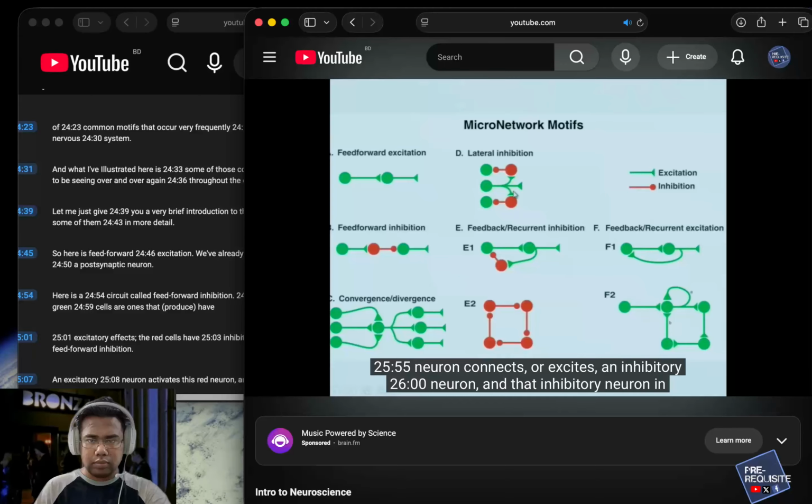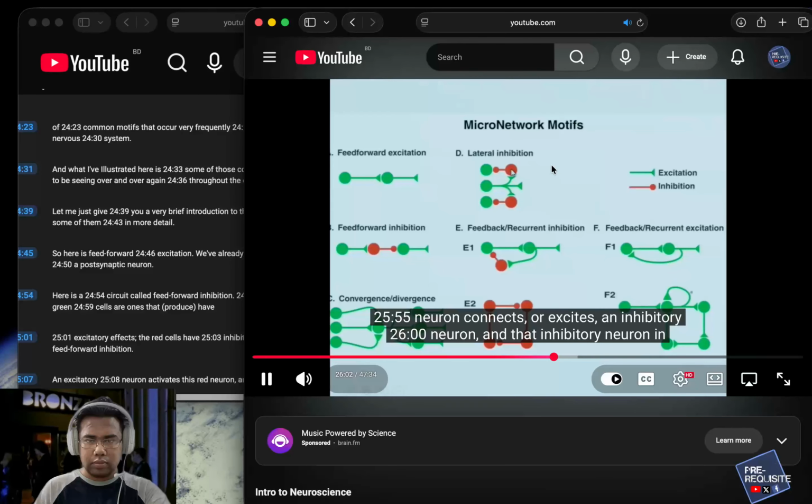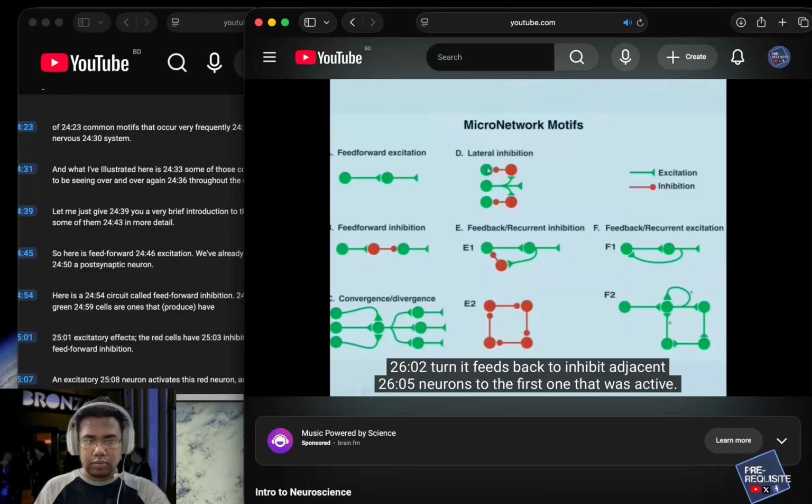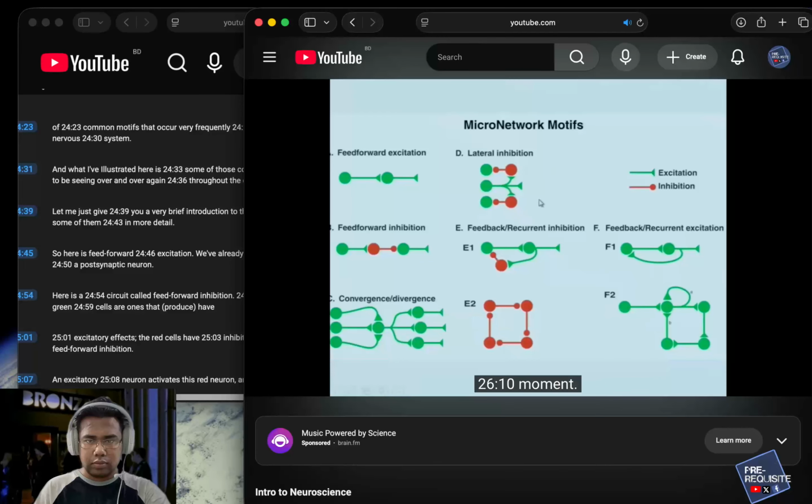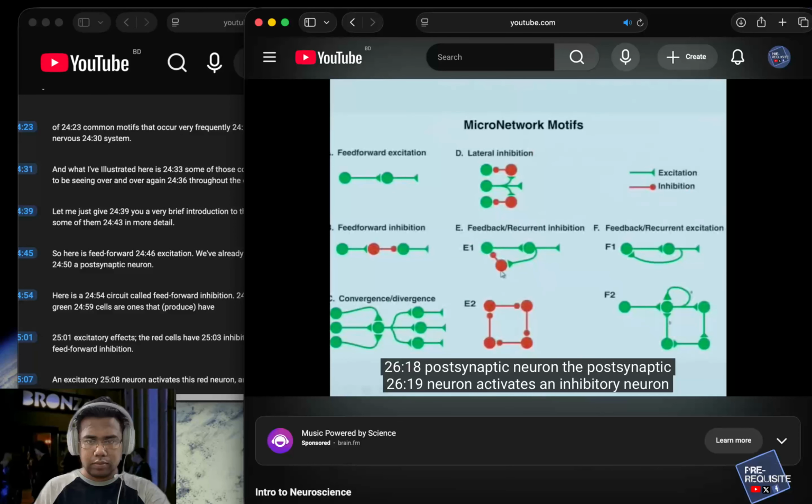An excitatory neuron excites an inhibitory neuron, and that inhibitory neuron in turn feeds back to inhibit adjacent neurons to the first one that was active. I'll show you more details of this in a moment. Here's an interesting circuit called feedback or recurrent inhibition. An excitatory neuron activates a postsynaptic neuron. The postsynaptic neuron activates an inhibitory neuron that makes an inhibitory connection onto the neuron that was first activated.